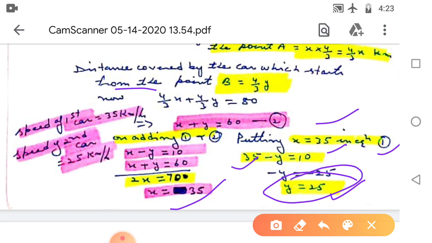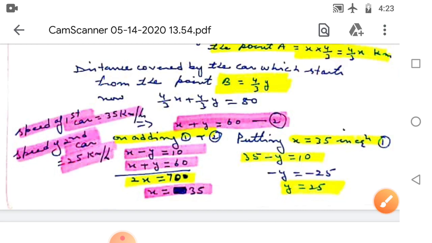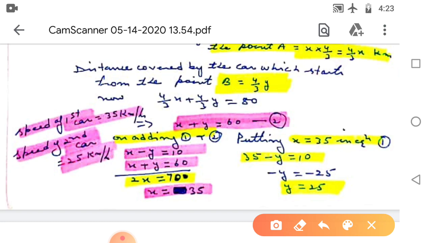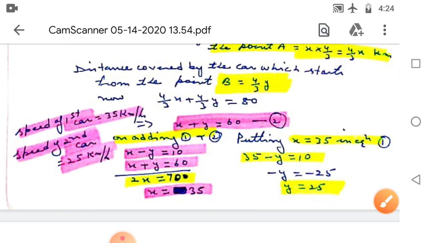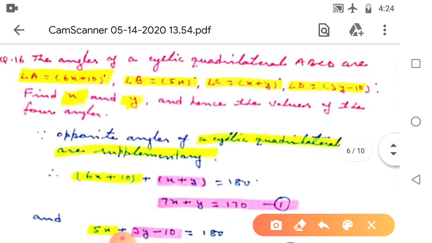So the value of x is 35, it means the speed of first car, that is car A, is 35 km per hour. The speed of car B is 25 km per hour. The speed of car A and car B is 35 km per hour and 25 km per hour. Right? Clear? Okay. Now come to question number 16.